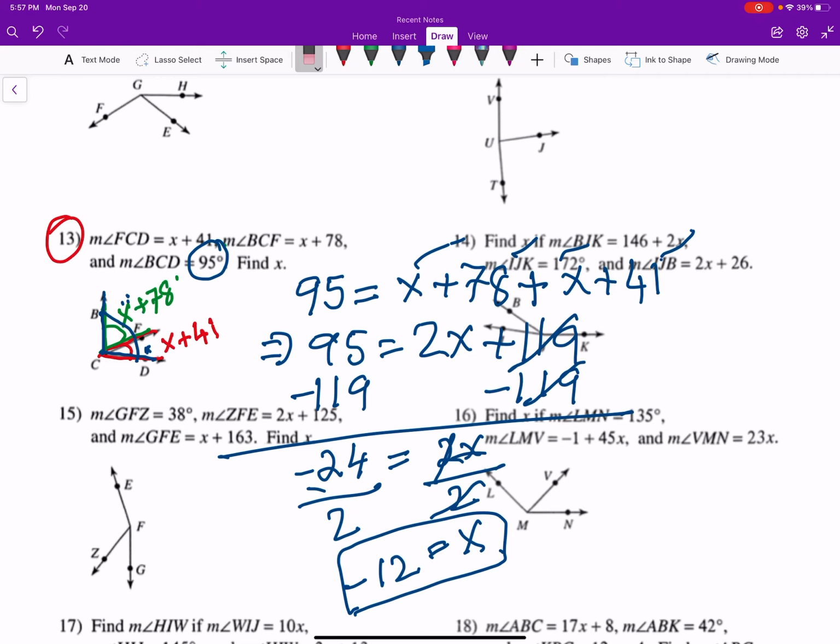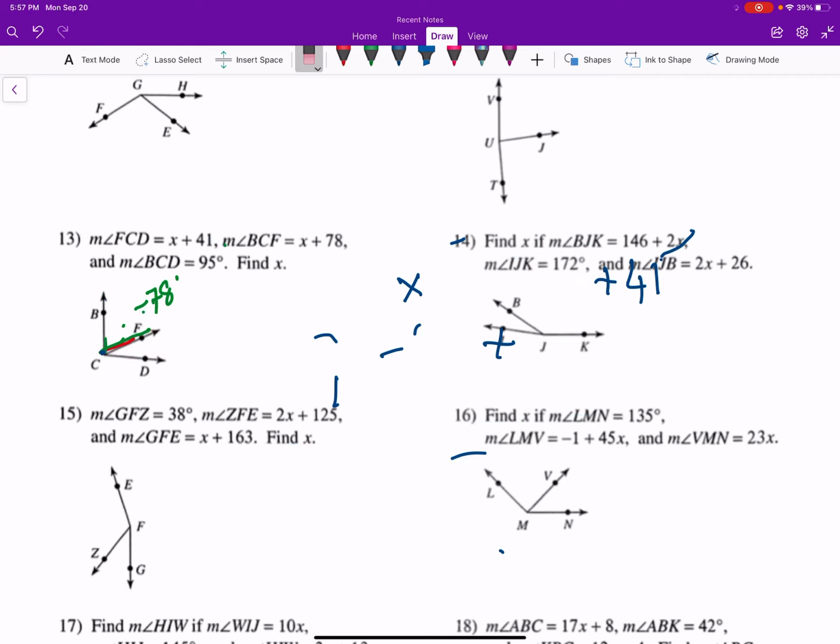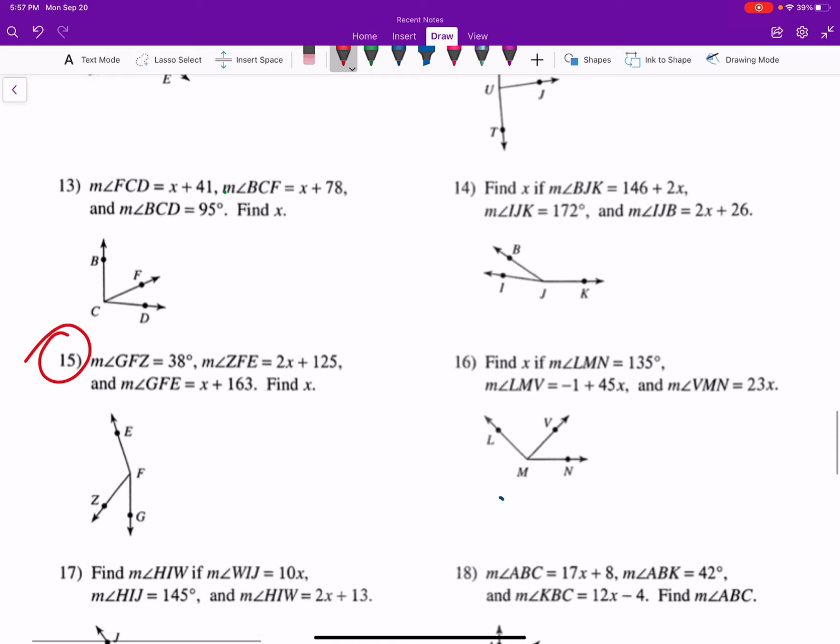All right, so if we proceed to the next problem, number 15 tells you GFZ is given as 38, whereas your ZFE is 2x plus 125. And now you see another data given, GFE. So what is your GFE? It is the whole angle, x plus 163, which is equal to the sum of these two angles.